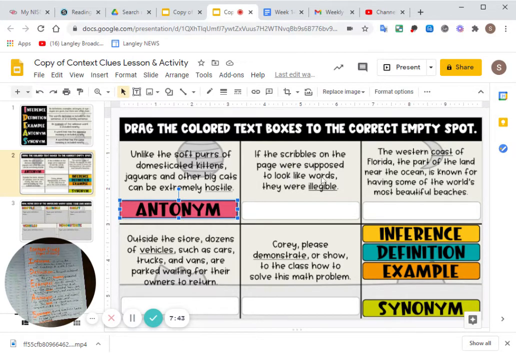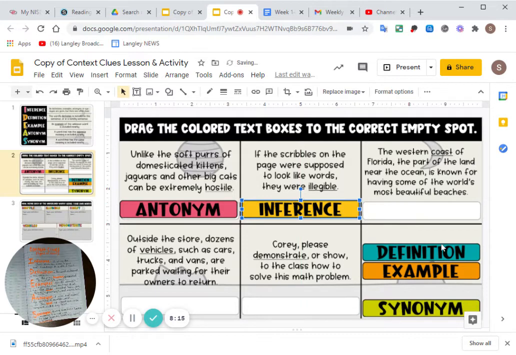The next box. If the scribbles on the page were supposed to look like words, they were illegible. So, in this example, are there any kind of clues that we have to work with that will help us figure out what the word illegible means? And I'm talking about the clues as in, does the author give us a definition? Does the author give us an example? Or does the author give us a synonym? No, I don't think he does. So if the author doesn't give us any of those other things, the only possible thing we can do is to make an inference, an educated guess.